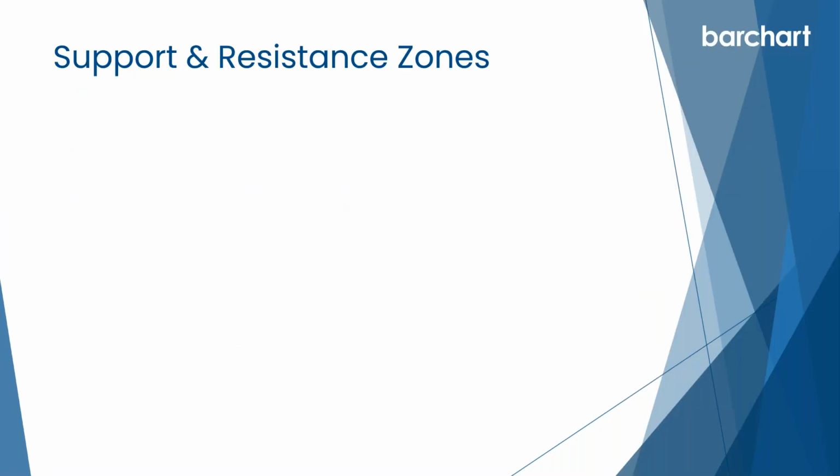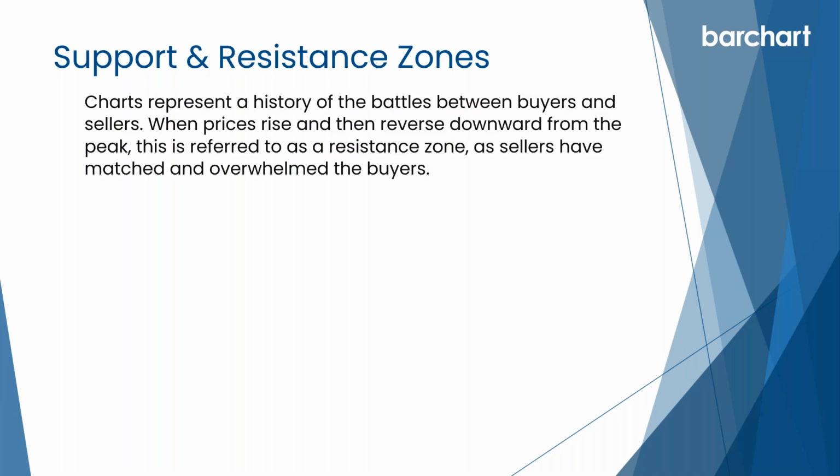So, what is support and resistance? Now, on our charts, it represents these battles between buyers and sellers. So, for instance, resistance is when price rises and then falls, and the further price reverses from the peak tells us the strength or conviction of our sellers, or it might tell us that there's a lack of conviction or that we had very few buyers.